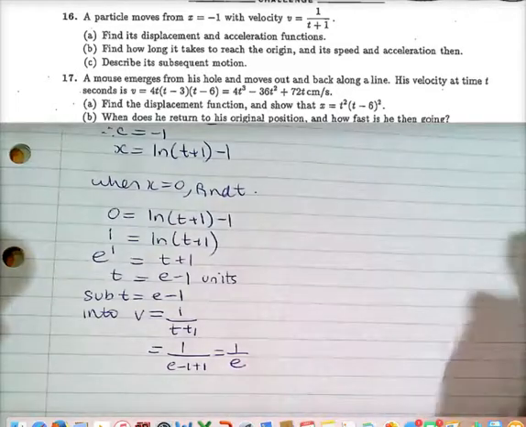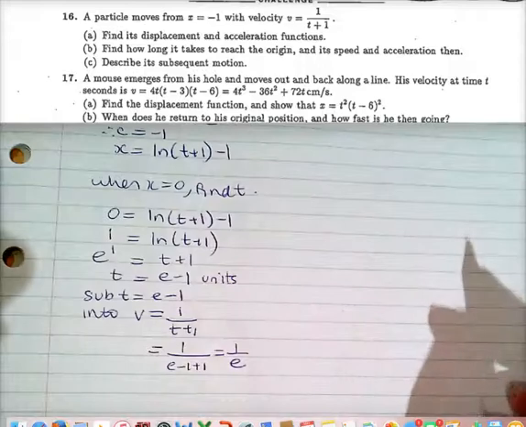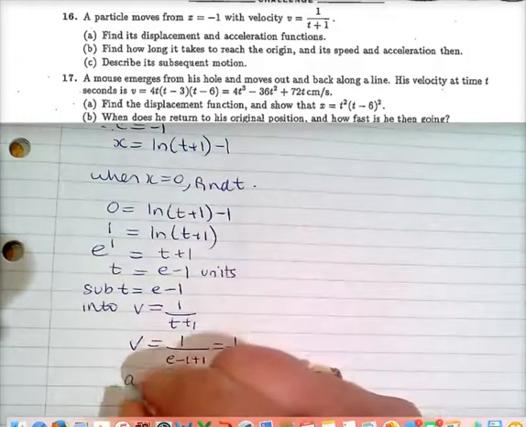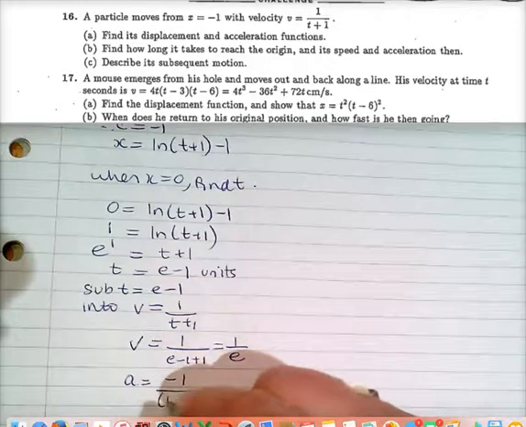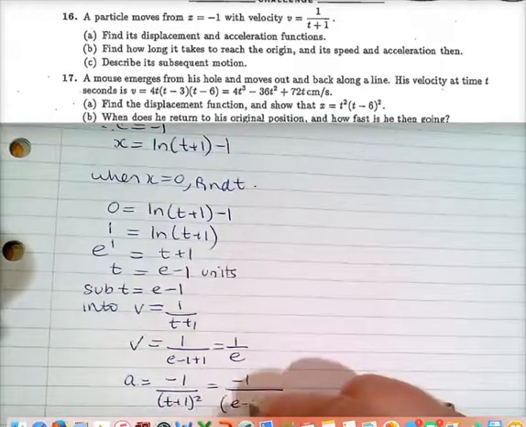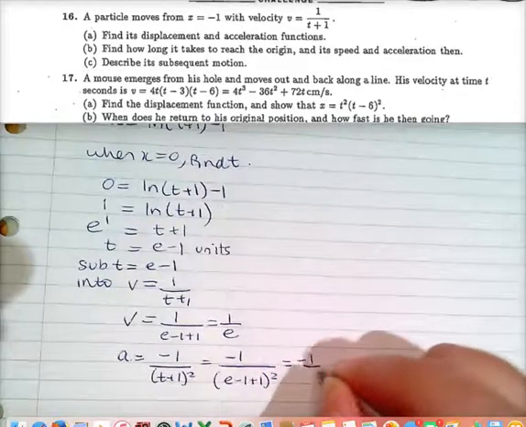If this is seconds, they just haven't given us units, so we can't really state units, all right? So that's the velocity. And acceleration we know is negative 1 over (t plus 1) squared, so it'll be negative 1 over (e minus 1 plus 1) squared, so the acceleration at that time will be negative 1 on e squared.